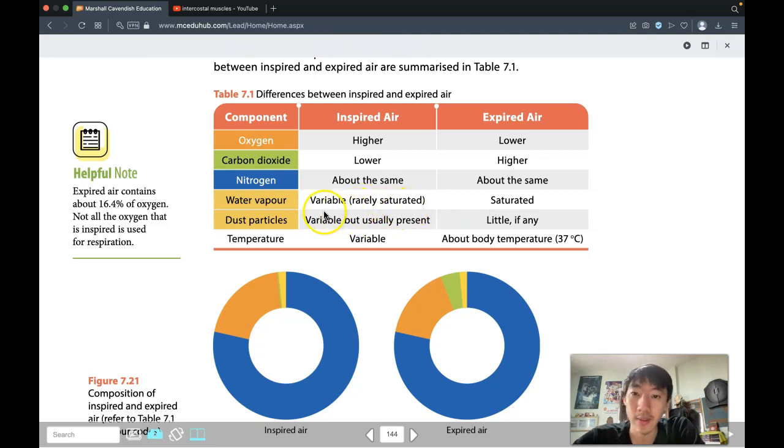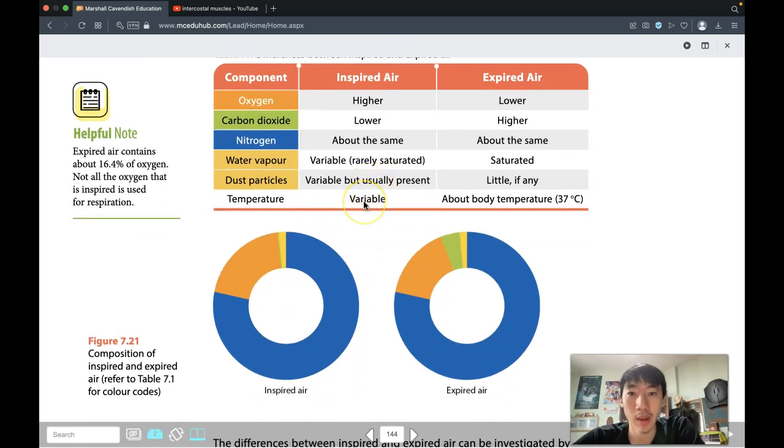Lastly, the inspired air usually has a little bit of dust particles. So when you're breathing air, maybe the dust from the road, from the cars, is in the air. But your body, the nostrils, the cilia of your trachea, the cilia inside the bronchi, are all going to try and remove this dust from the air. So the air that we are breathing back out should have less dust. If you are breathing out dust particles, it means that the cilia in your trachea are not working correctly or are stuck. The temperature for inspired air is the room temperature or the temperature of the environment, and the expired air is about body temperature, 37 degrees Celsius.